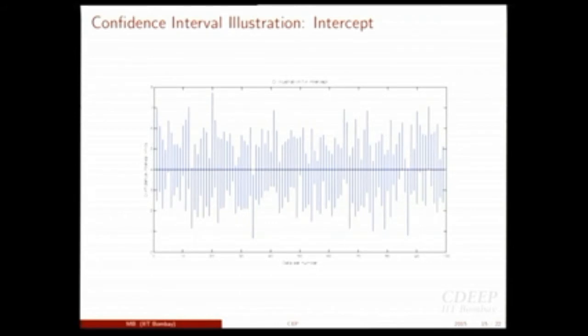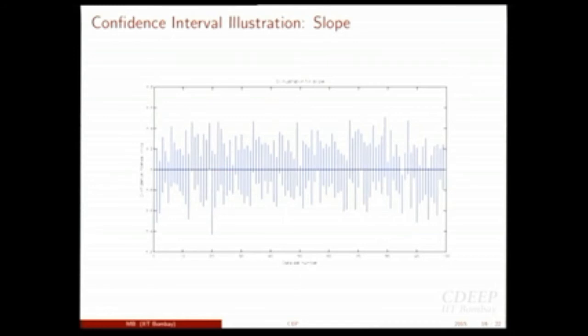If you see over here, this interval, the upper limit is maybe 3.5 and the lower limit is 0.5 or so. So this does not contain the true value 4. There will be roughly 5 such intervals. That is the meaning of a 95% confidence interval: if you repeat this process infinite times, 95% of the time whatever interval you are generating will actually contain the true value. Similarly, you can look at the slope. The true value is 6.